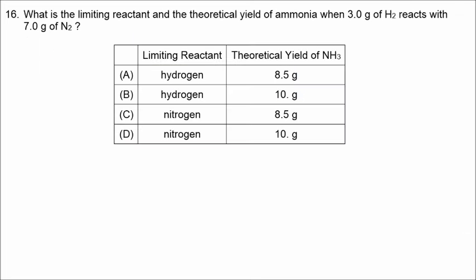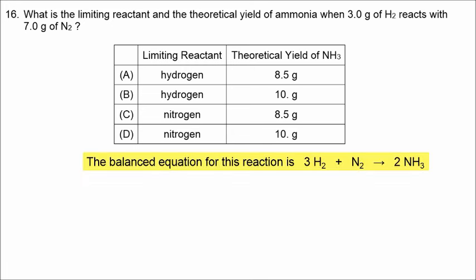All right, number 16, we should write ourselves a balanced chemical equation between hydrogen and nitrogen to produce ammonia, NH3. And we have 3 moles of hydrogen reacting with 1 mole of nitrogen to produce 2 moles of ammonia. The molar mass of hydrogen is 2 grams per mole. So 3 moles of that would be 6 grams total.